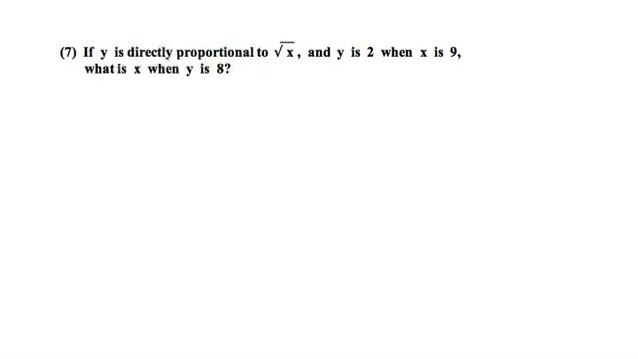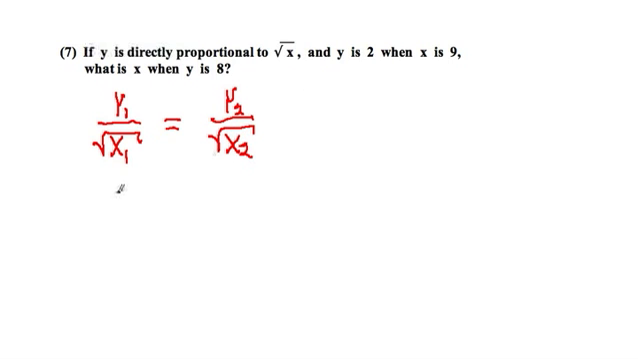Next problem. If you want to try this on your own, you can pause the screen now. Here, if y is directly proportional to square root of x, and y is 2 when x is 9, what is x when y is 8? So here the relationship is y1 is to square root of x1, as y2 is to square root of x2.